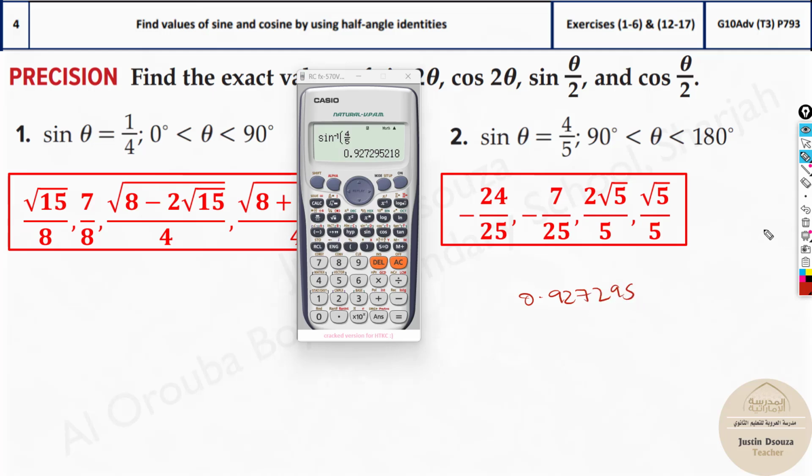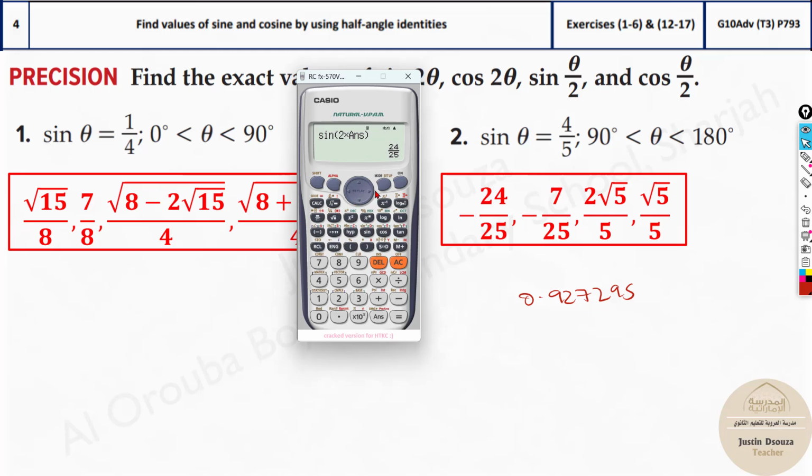277295. Now what I will do is put sine 2 into the answer. It's in radian mode, so I don't need to worry about it. I get 24 by 25. Now I'll tell you how to do the sign in a minute. This is the answer. Now write it down. We know it's 24 by 25.